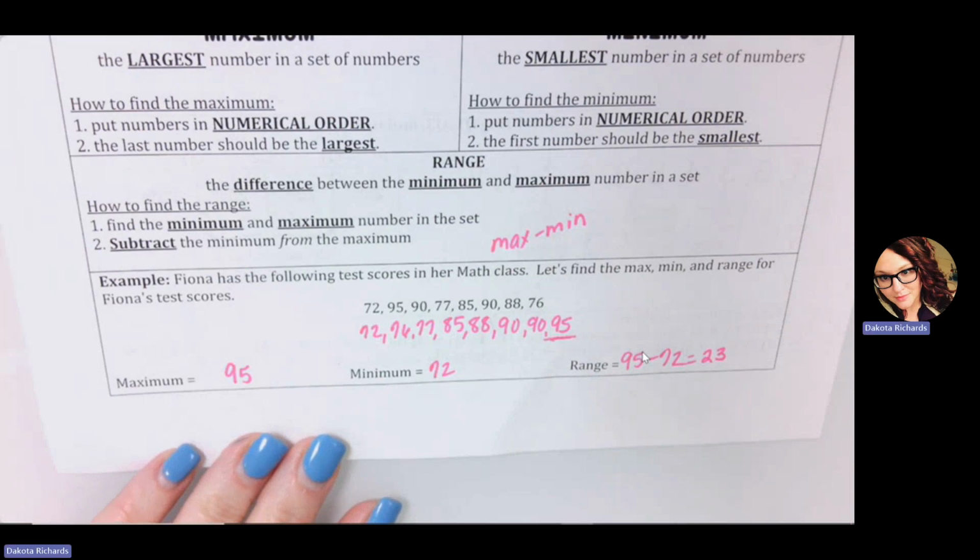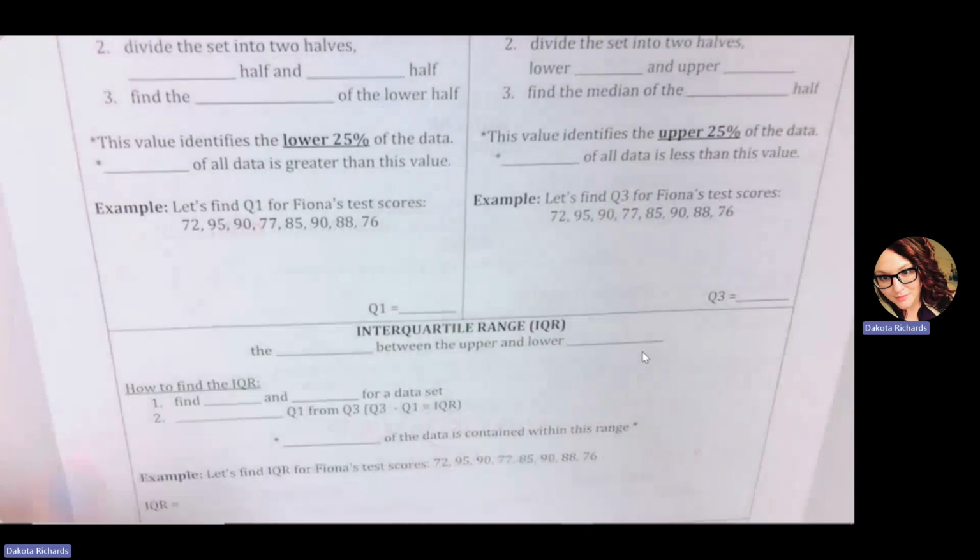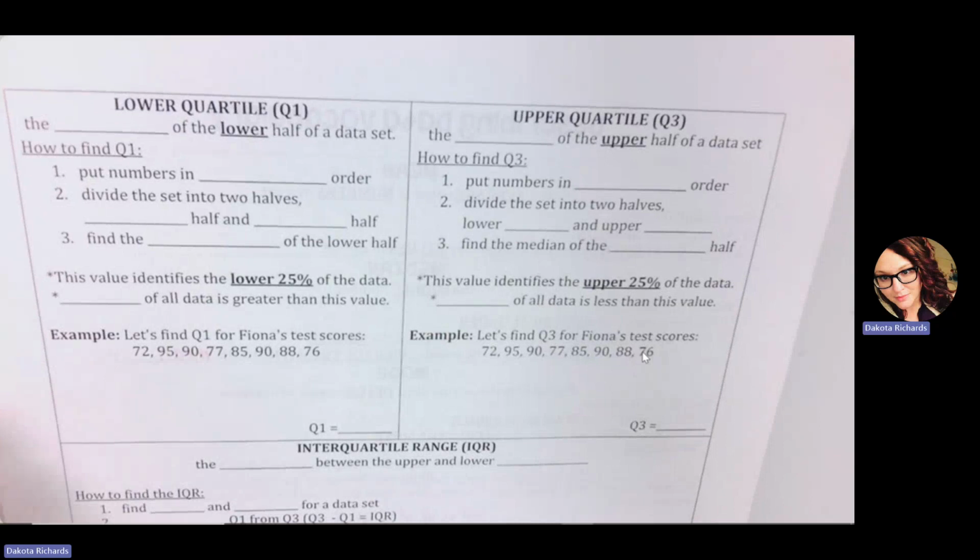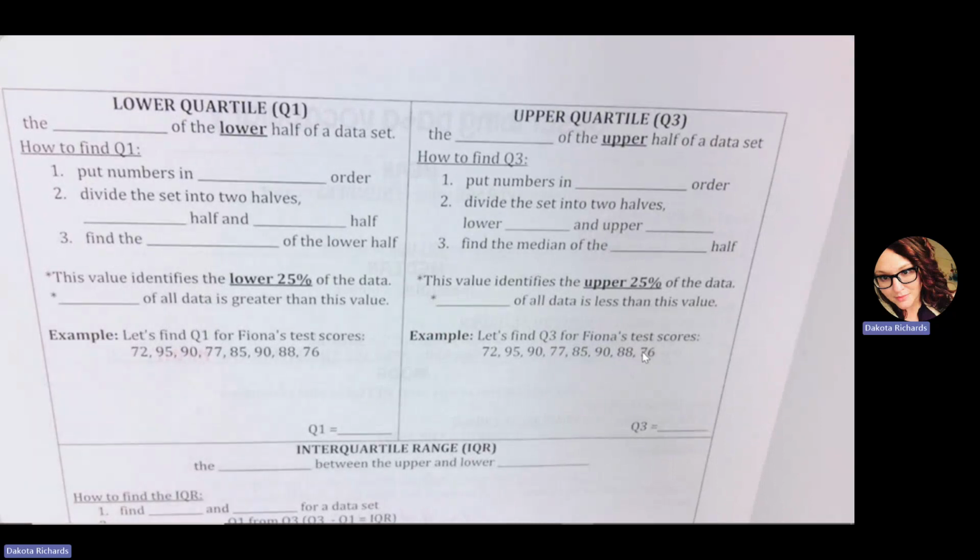Okay, so that is the first page. Now we're going to flip the page over. We're going to talk about, okay, what are these Q1s and Q3s we've been looking at and plotting on box plots? What are they? This is going to explain what they are.